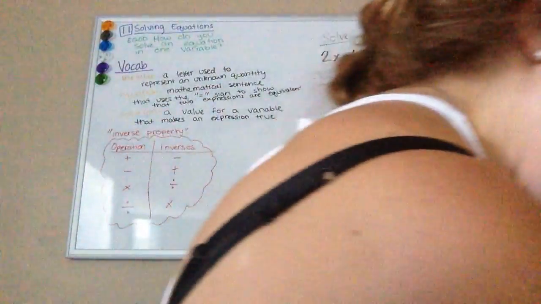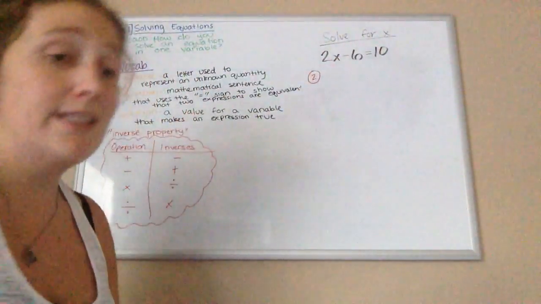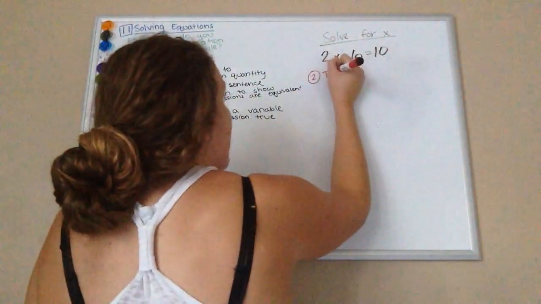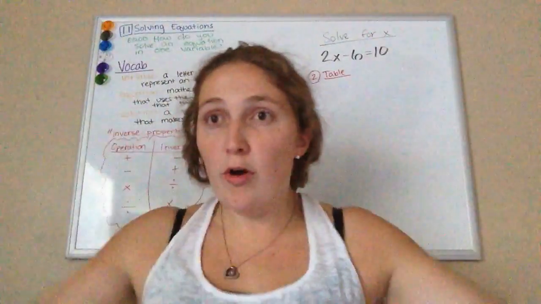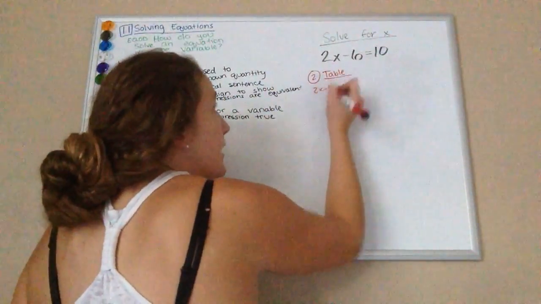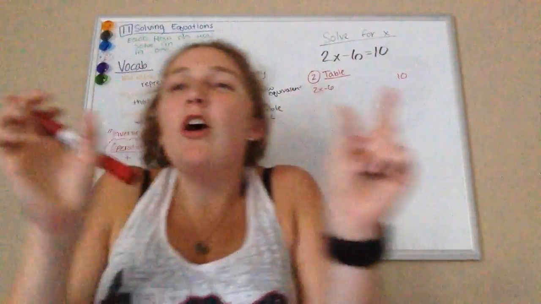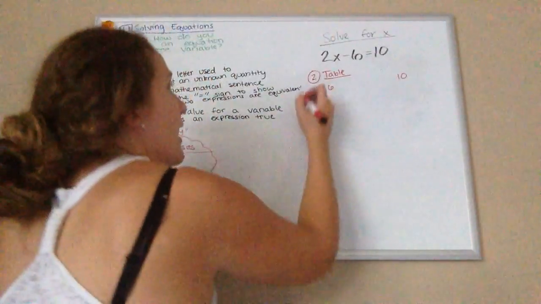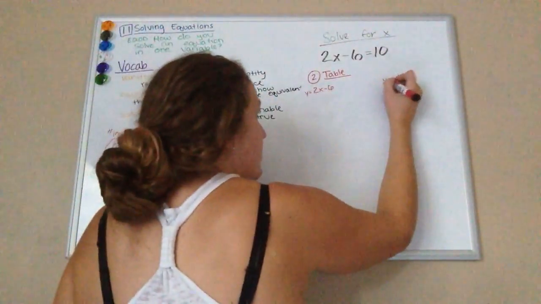Okay, so we are going to use our second method, our table method. So our table method, if you remember, we broke up the two parts of the equation. So we've got our 2x minus 6, and we've got our 10. And both of those become kind of their own equations. So we're going to have y is equal to 2x minus 6, and y is equal to 10.